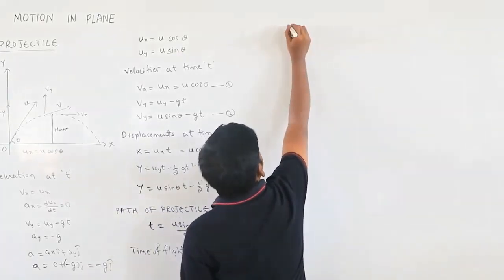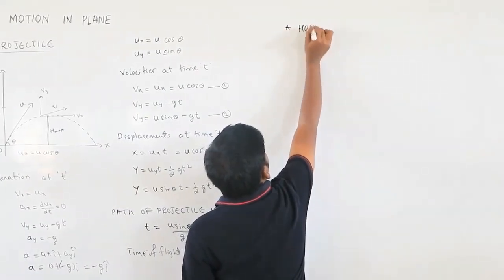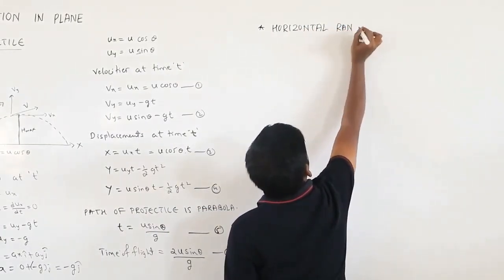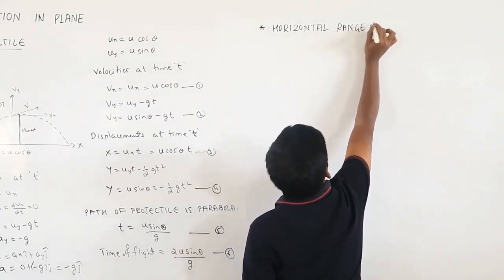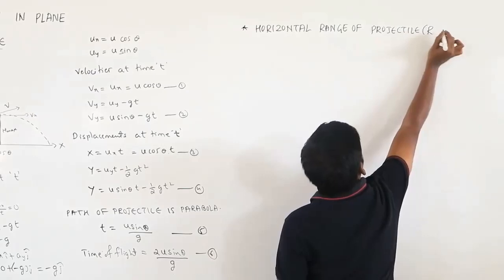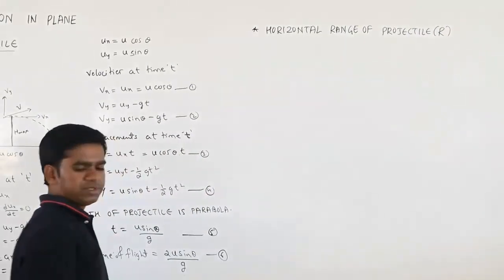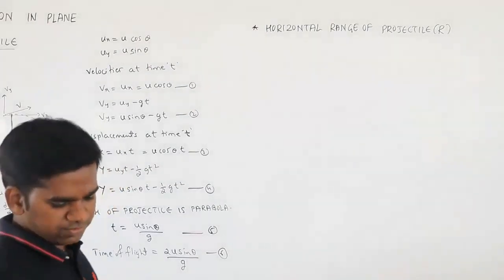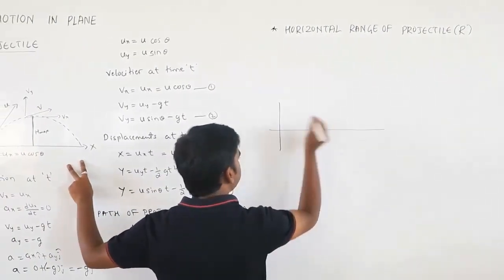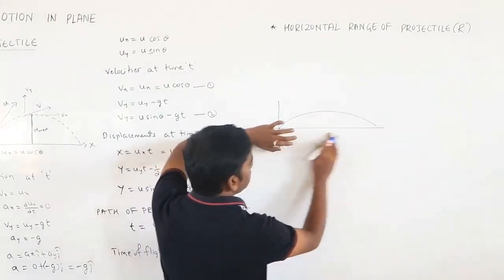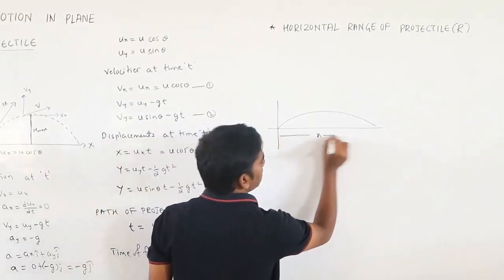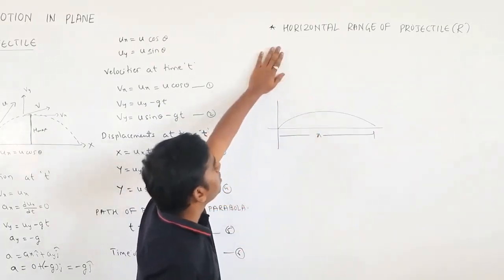So one more very important term is the horizontal range of projectile. You can denote it by R. So what do you mean by the horizontal range of the projectile? When you project an object, it will come over here. This is the maximum horizontal distance traveled by the projectile. This x is going to be the horizontal range of projectile.